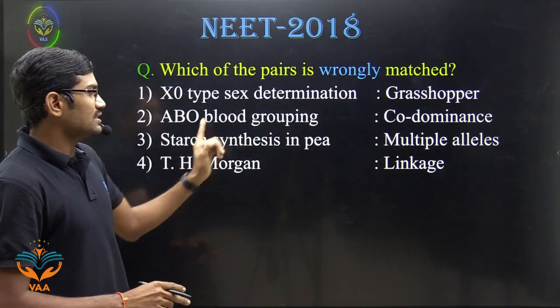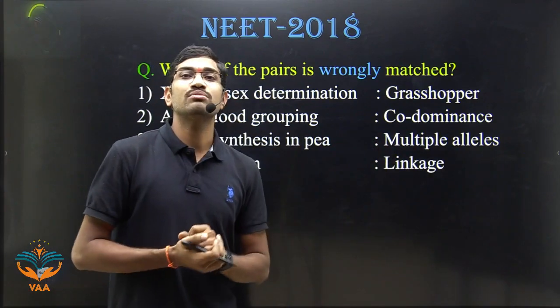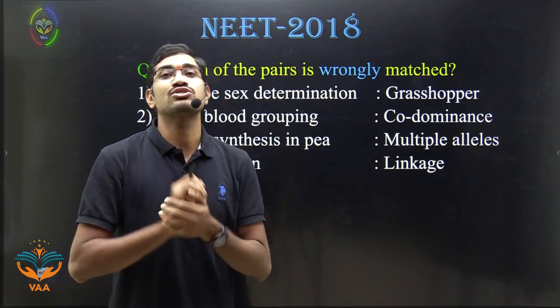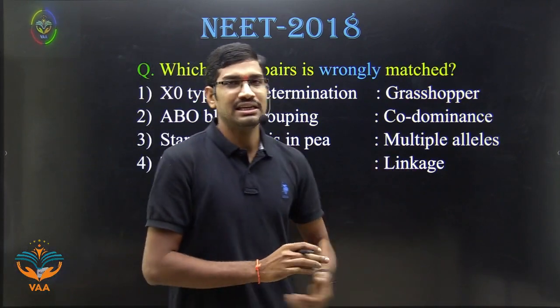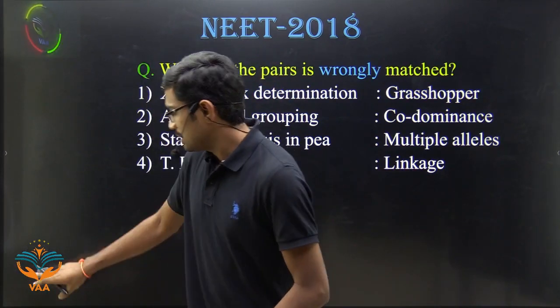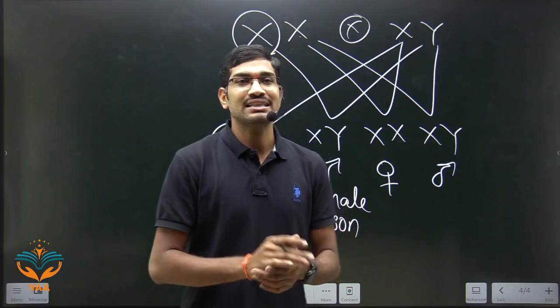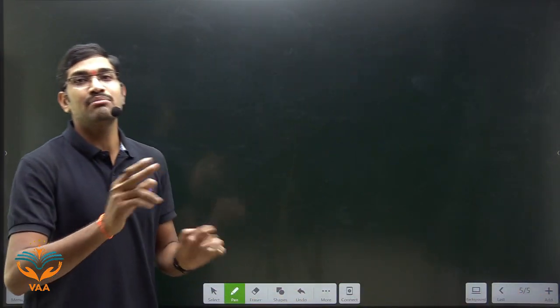Next one, starch synthesis in pea. It is due to multiple allelism that they are giving, but this is the wrong one. Anyhow, I will give you the explanation. T.H. Morgan, linkage. Yes, he actually discovered the linkage. So now we will see regarding that starch synthesis and multiple alleles.